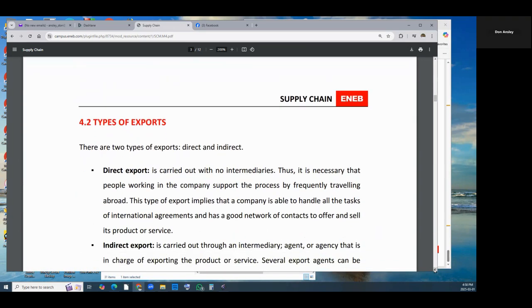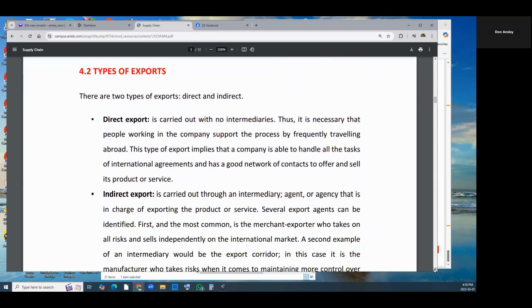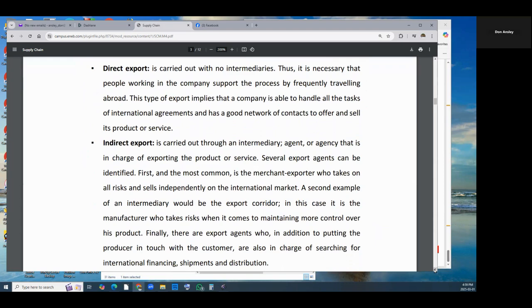The types of exports. Well, there are two types, direct and indirect. Direct export is carried out with no intermediaries. Thus, it is necessary for people working in the company to support the process by frequently traveling abroad. This type of export implies the company is able to handle all the tasks of international agreements and has a good network of contacts to offer and sell its products and services. And then we have the indirect, which is carried out through an intermediary agency, an agency that is in charge of exporting the product or service.